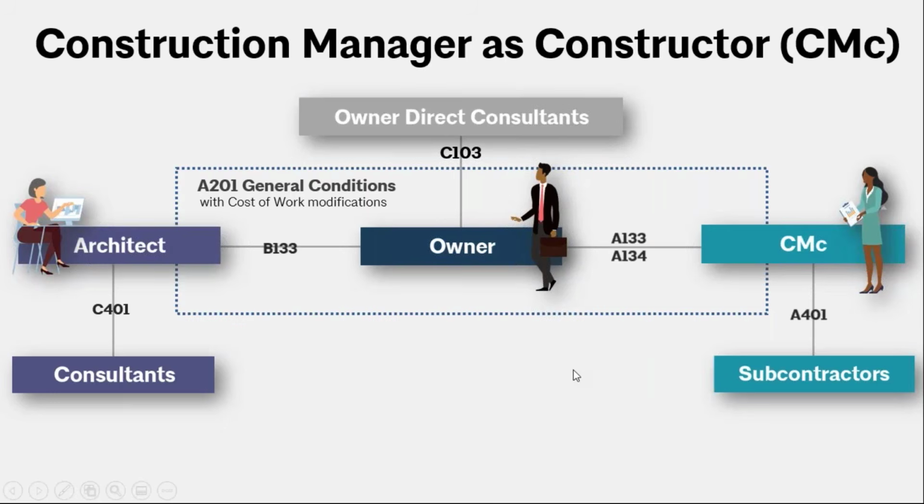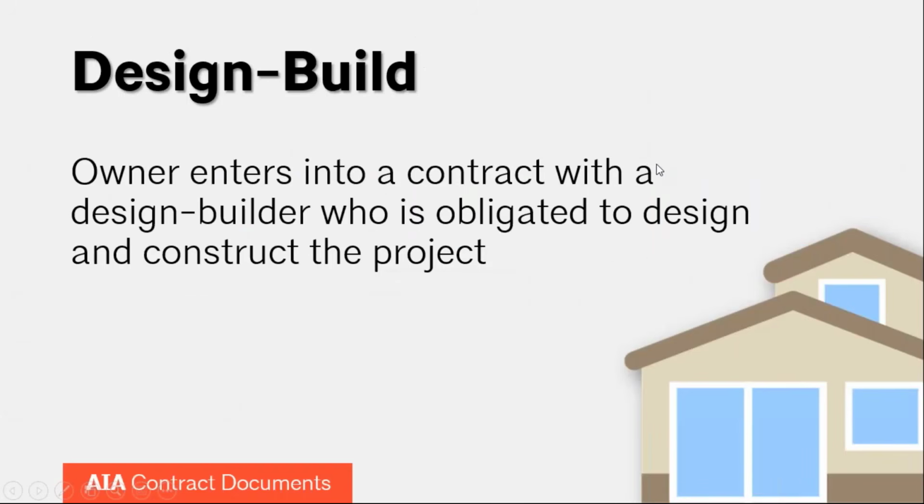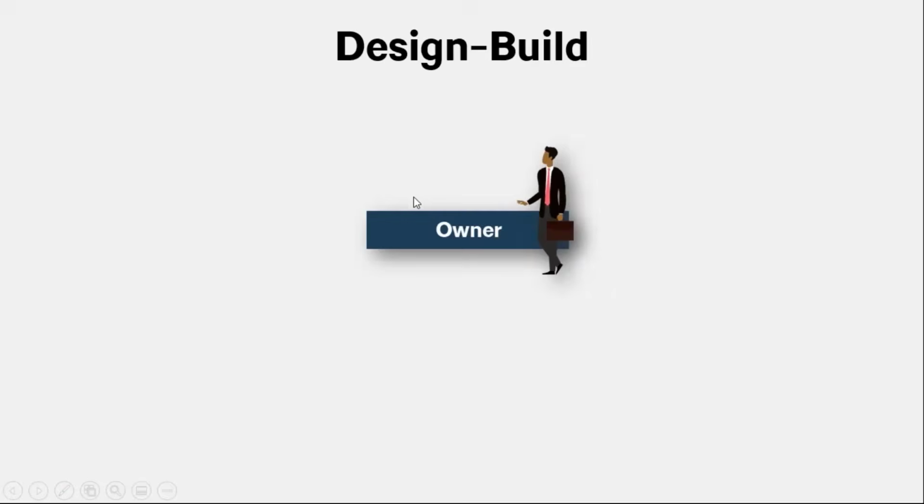So the last family that we're going to go into detail here about, we'll mention some of the other ones, but the last diagram we have to show you is the design build family. That just is when the owner enters into a single contract with the design builder, and then the design builder is the one who's then obligated to design and construct the project. So we're going to see how that looks a little different.